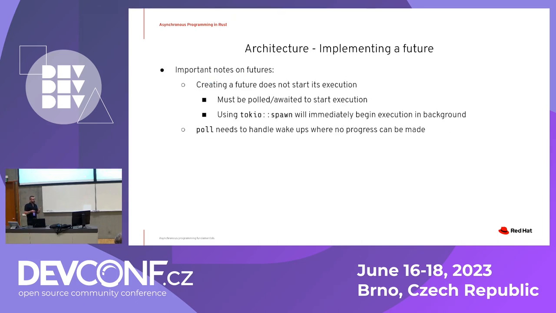Some important notes on futures are that creating a future does not start its execution. A lot of people expect it to, but it doesn't. So it must be either polled or awaited to start execution. However, using Tokio spawn will immediately begin execution in the background, so that's one case where you can start it immediately. Poll also needs to handle wakeups where no progress can be made. In general, you may expect that poll only needs to handle cases where waker.wake has been called explicitly, but there are scenarios where it can be woken up due to side effects and where no progress can be made. So your poll implementation always needs to be able to handle that.